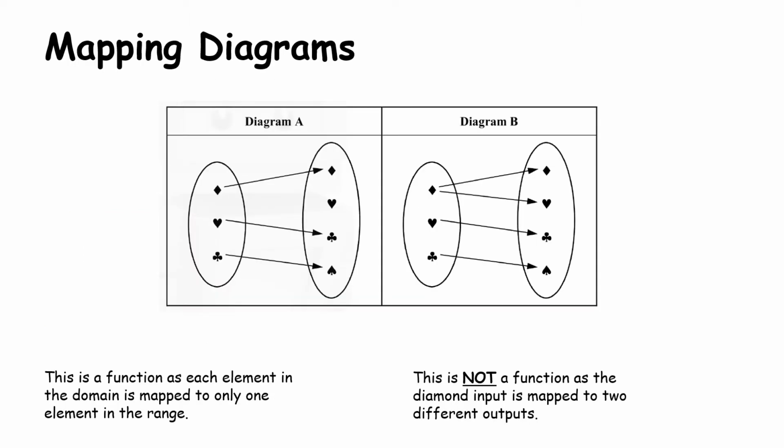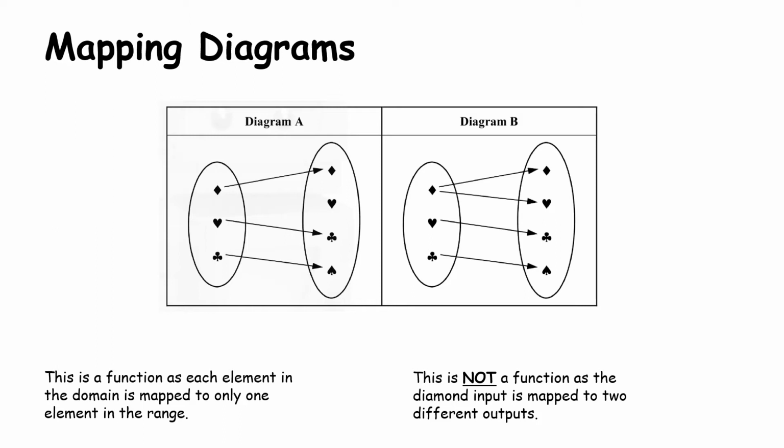So let's take a look at a mapping diagram. So here we are given two diagrams. Both of them look quite similar. We have a diagram A and a diagram B. And it's important to note that in this diagram A, that is a function. And this is a function as each element in the domain is mapped to only one element in the range. And that's important. And our focus is on our arrows. So the arrows go one out and it will all land on a value.